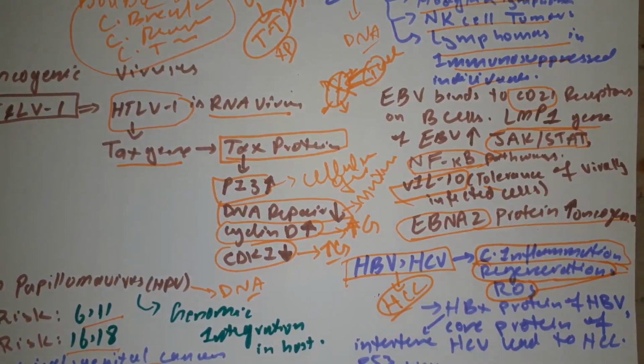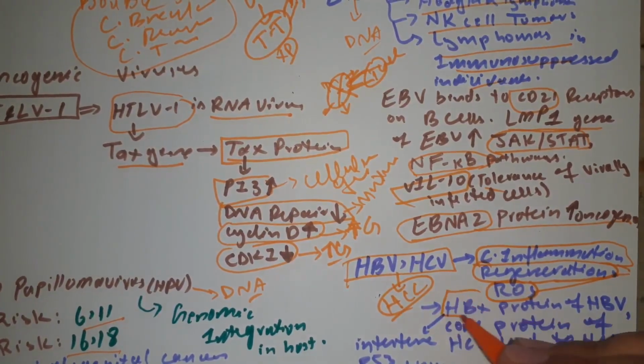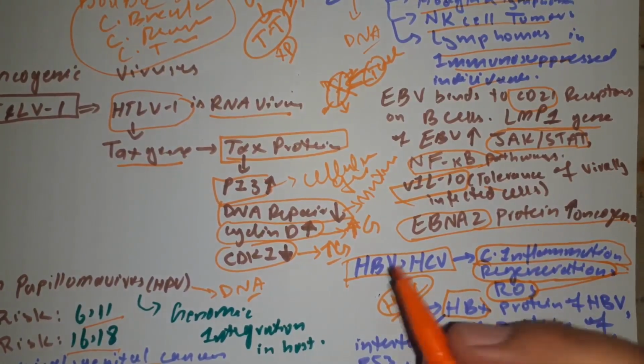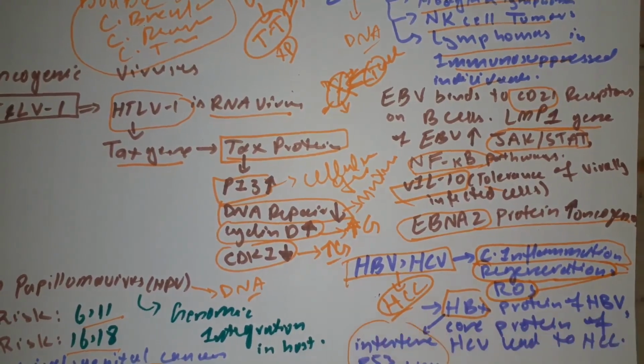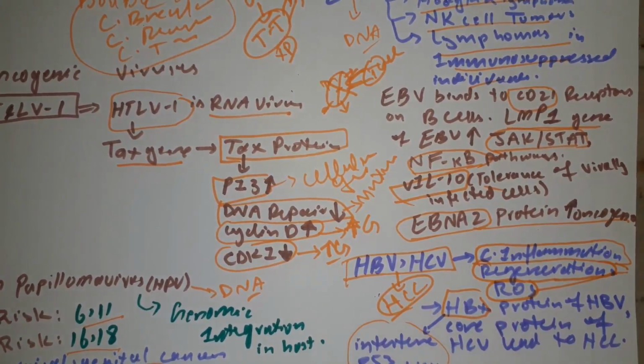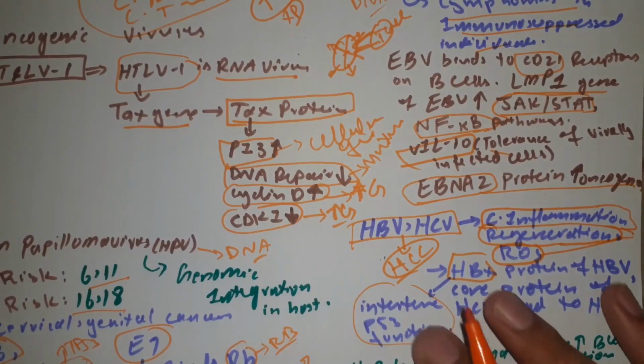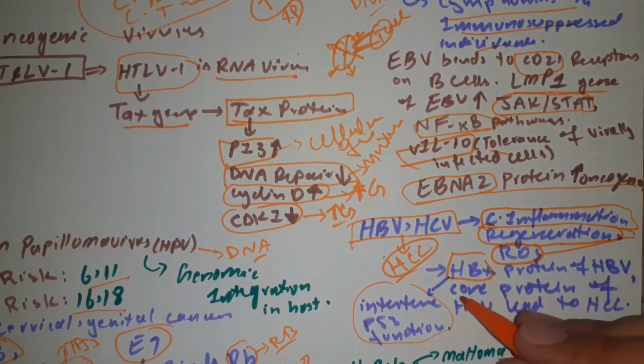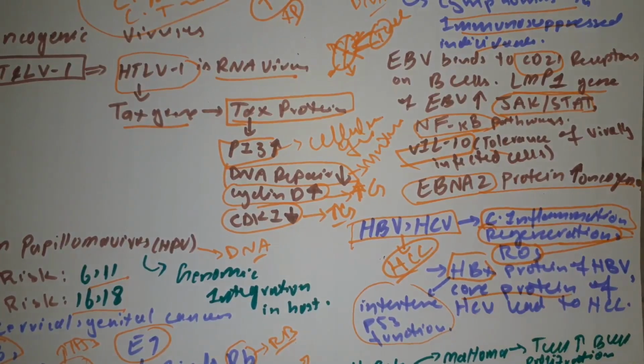Moreover, hepatitis B also codes for the HBx protein, which is basically involved in interfering with the p53 response, and p53 is a tumor suppressor gene product, and its function is lost. It can also increase the risk of development of cancer. Moreover, hepatitis C core protein also leads to hepatocellular carcinoma by interfering with tumor suppressor genes and oncogenes and so on.